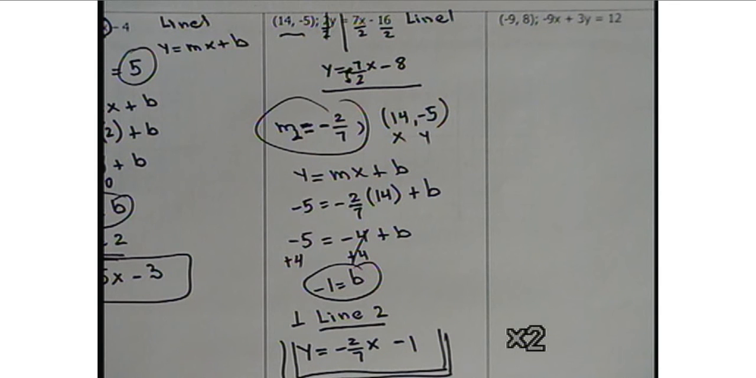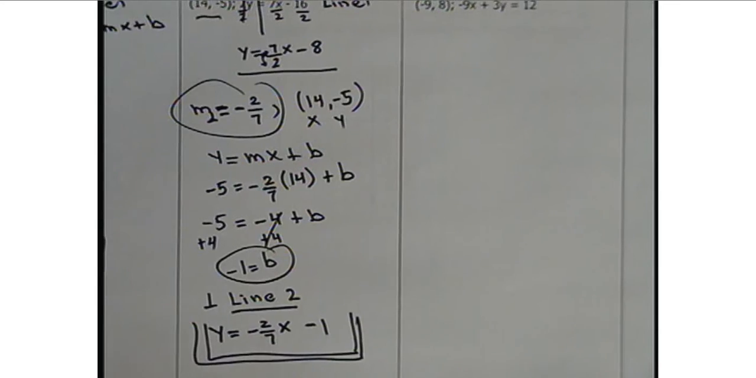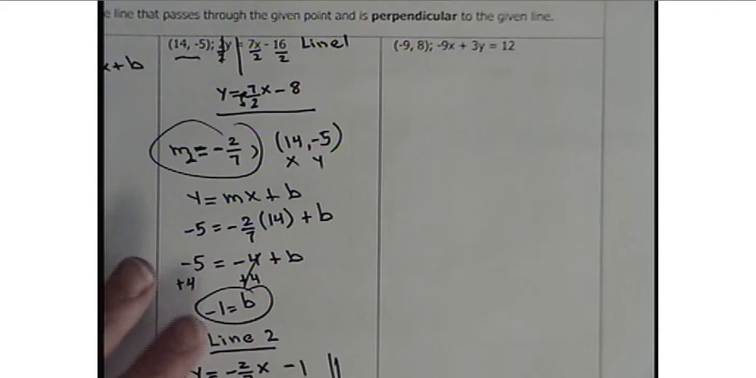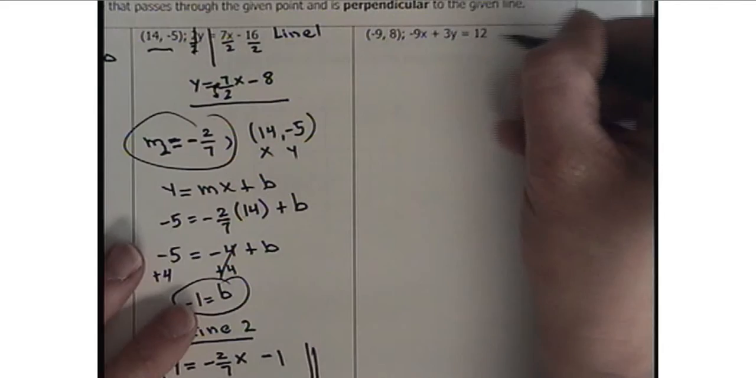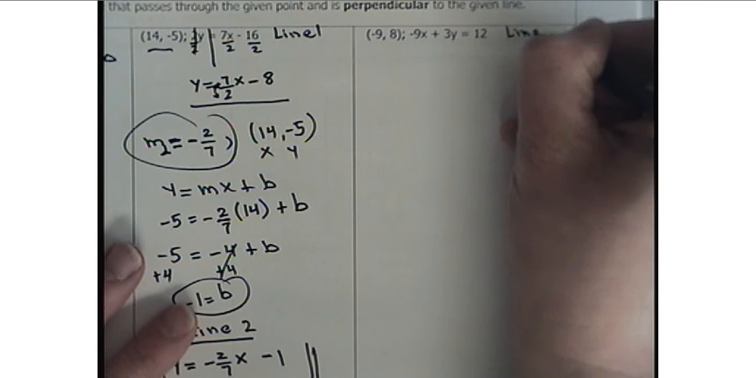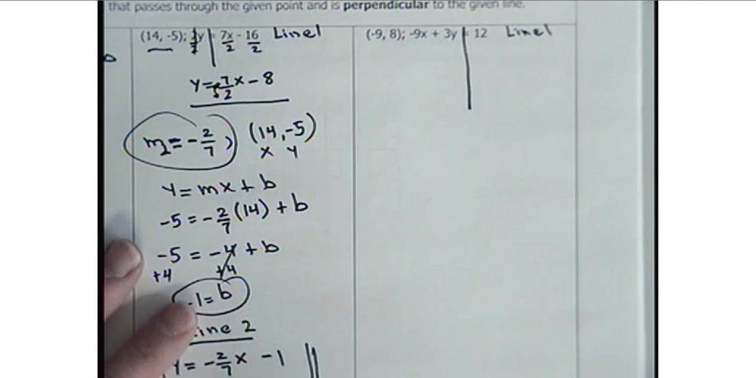So take a moment, write down the steps. If you need to rewatch it, please do so. Otherwise, we're moving to the next example, number 3. So number 3, again, this is line 1. The equation is not in y-intercept form.